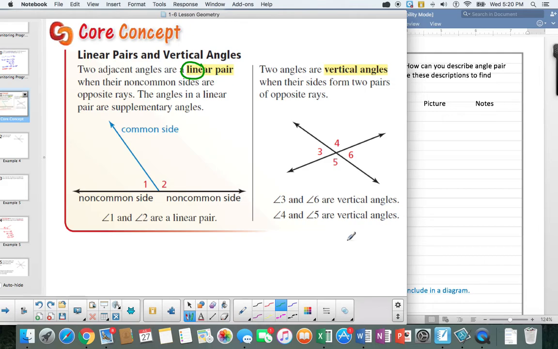Okay, vertical angles are angles like 3 and 6. And the reason those are called vertical angles is because, let's go ahead and put some color. This ray and this ray are opposite rays. And then this ray and this ray are opposite rays. So angle 3 and angle 6 are made up of 2 pairs of opposite rays. And vertical angles will always have this cross idea. If you don't see the cross, you're not going to be seeing vertical angles.